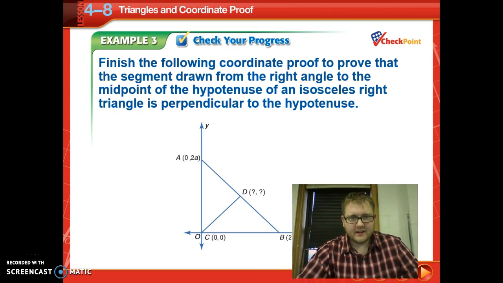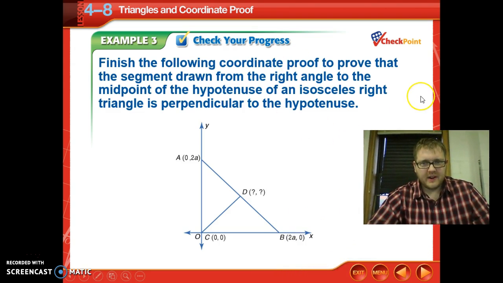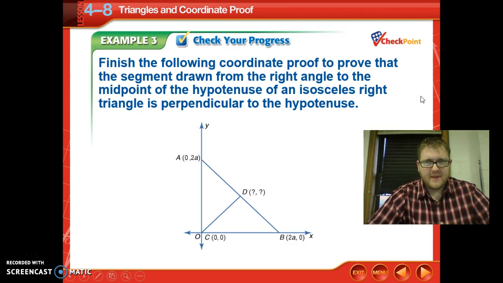So go ahead and take a look at this triangle. We're going to give you a coordinate proof on the next page to prove that the segment drawn from the right angle to the midpoint of the hypotenuse of an isosceles right triangle is perpendicular to the hypotenuse. So in other words, prove that this segment is perpendicular to this segment here.